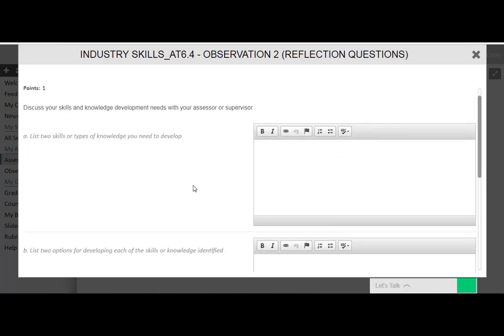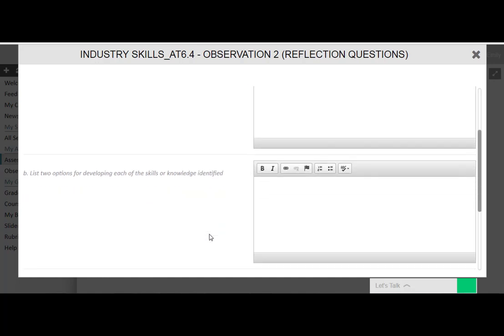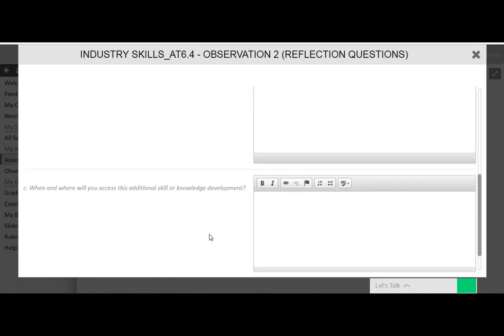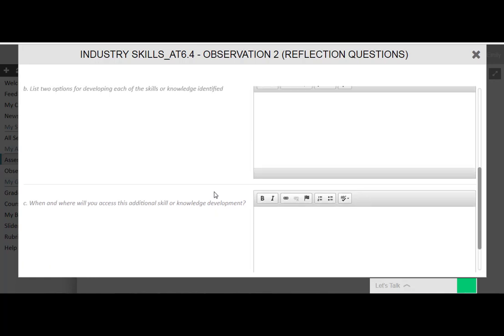And then the last question, to discuss your skills and knowledge development needs with your assessor or supervisor related to 2 skills or types of knowledge that you need to develop and 2 options for developing each of these skills or knowledge identified, and also when and where you will access this additional skills or knowledge development.